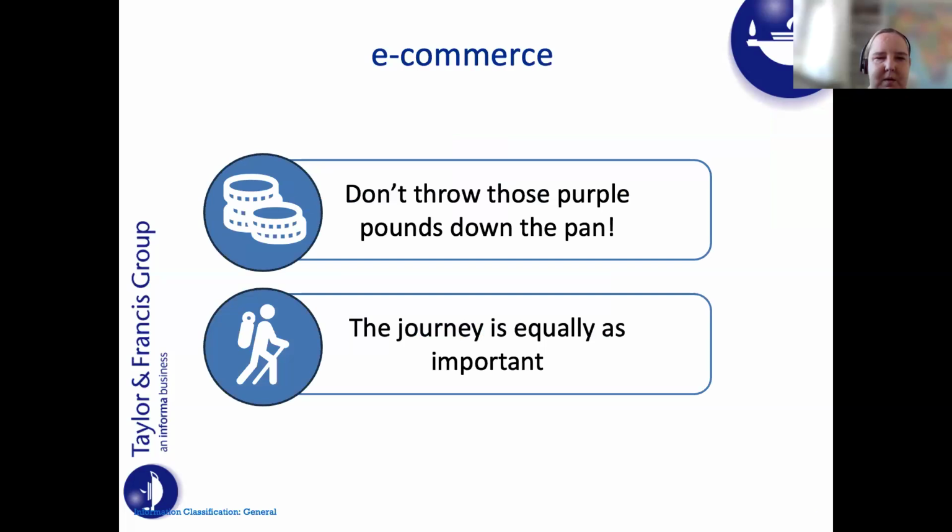And finally, in the E's, we're looking at e-commerce. So basically, as I say, don't throw those purple pounds down the pan. Purple pound is the term used for the spending power of people with disabilities, and there are a lot of people who have disabilities, who have money they want to spend, and they want to spend it on things that are fully accessible and inclusive.